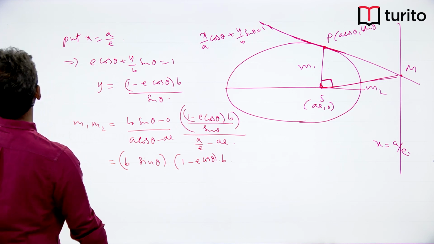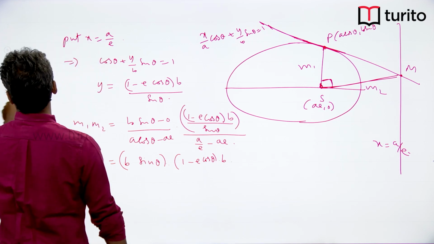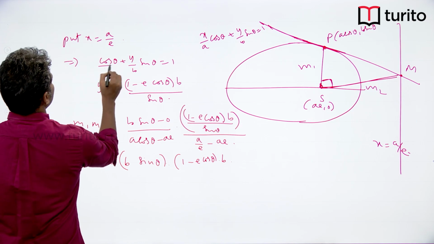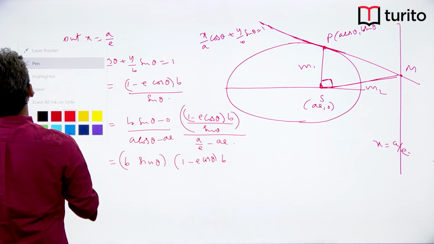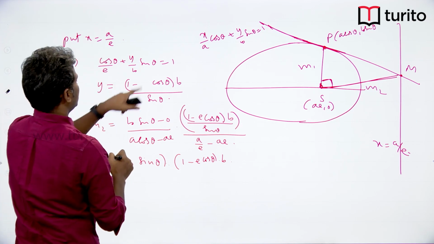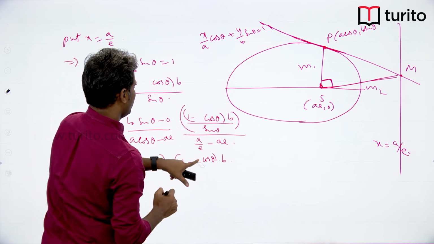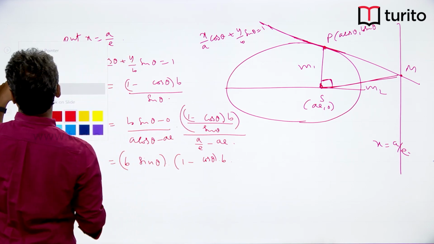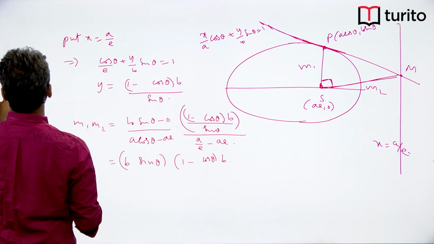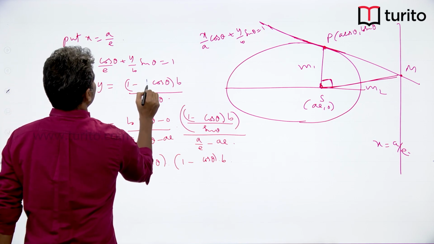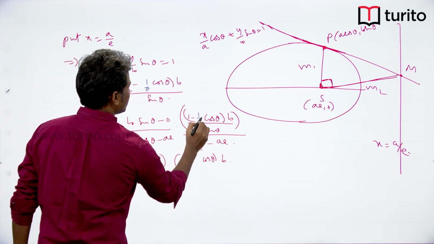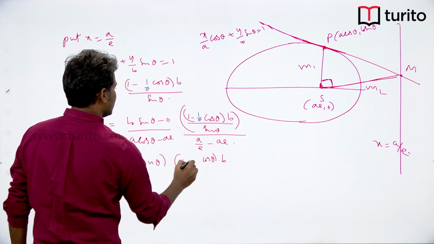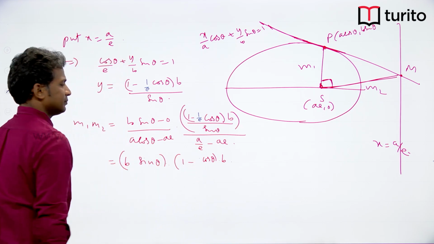Wait, there is a mistake here. It is a by e, which means it must be cos theta by e. So here we have been making that mistake. Let me just correct that. Here it must be 1 by e cos theta, and similarly here also 1 by e cos theta. Okay.